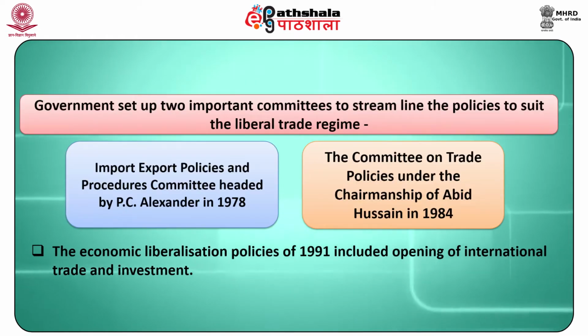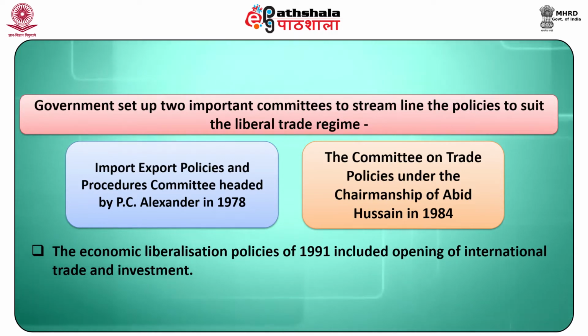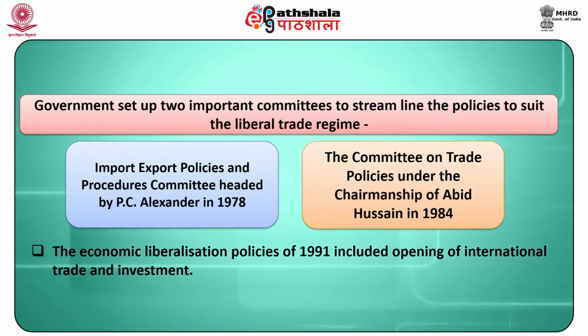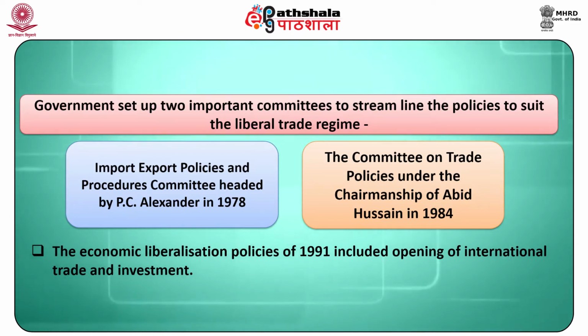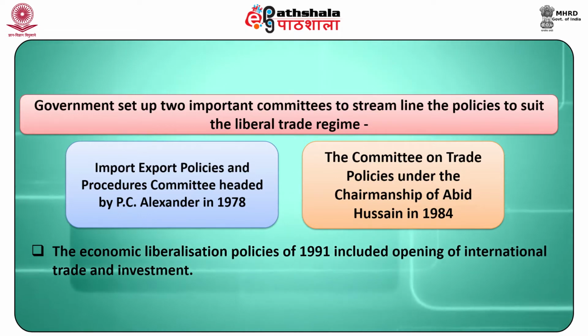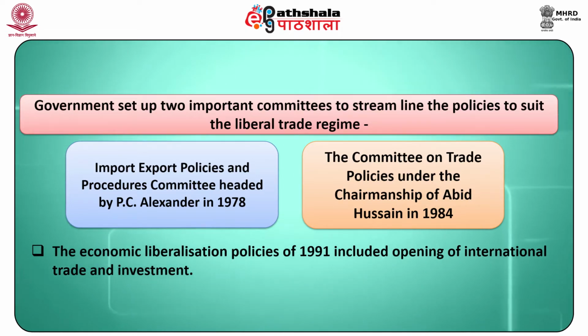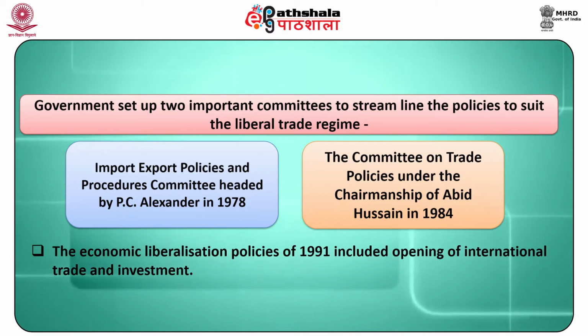The government set up two important committees to streamline the policies to suit the liberal trade regime. These were the Import-Export Policies and Procedure Committee headed by P.C. Alexander in 1978, and secondly, the Committee on Trade Policies under the chairmanship of Abid Hussain in 1984. It is important to remember that policies relating to trade were liberalized to a great deal in the 1980s as a result of recommendations of these two committees. Licensing and stringent regulations were liberalized, which facilitated a more open trade regime. However, the decade of the 1980s may be characterized as a very cautious beginning of the liberalization process in India.